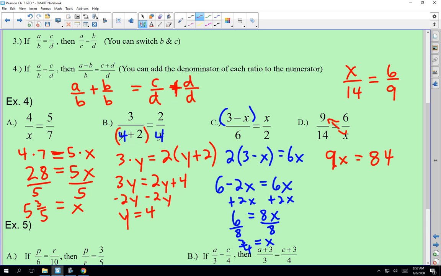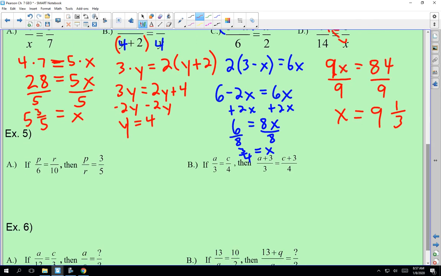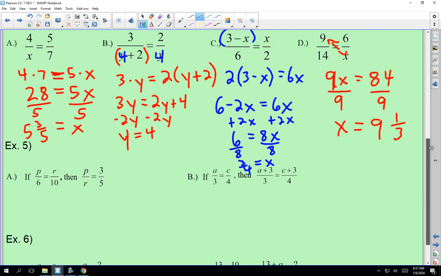So here, if I divide each side by 9, I'll just finish this off. I have x equals, it goes in 9 times with 3 left over. So what's my fraction? I'll tack on the end here. Yeah, 9 and a third. So there it is. So solving proportions, you're going to get to do some of that as well.